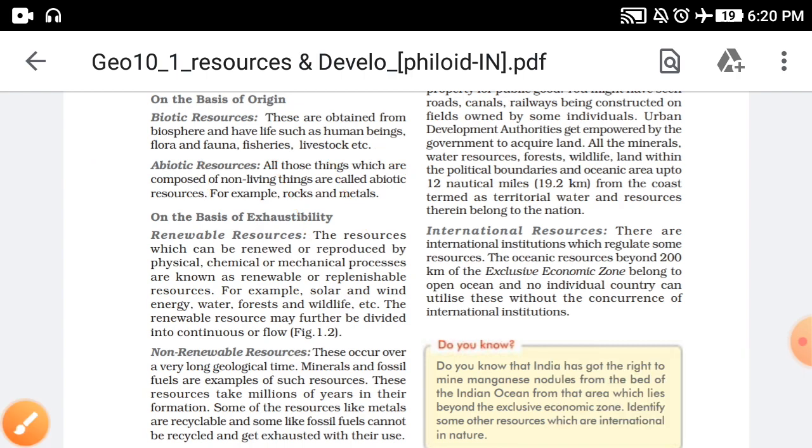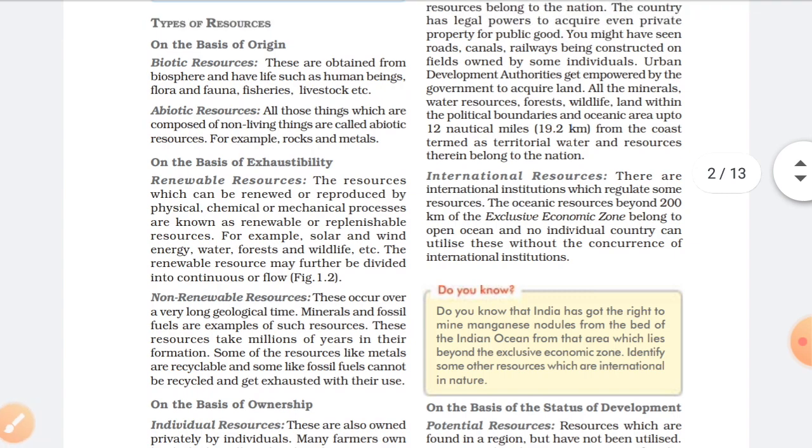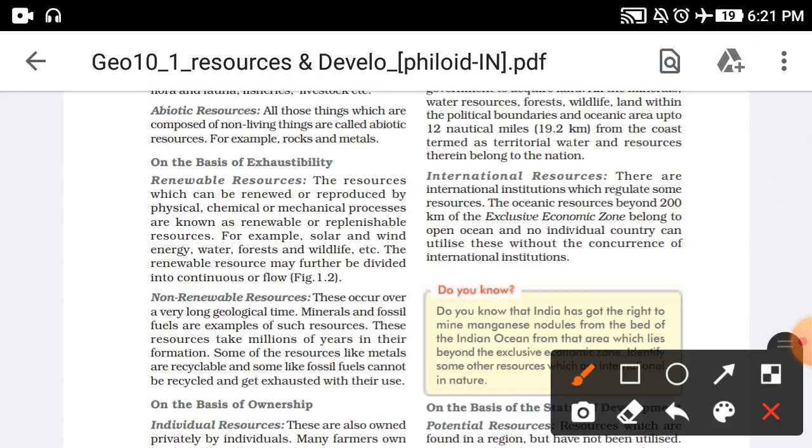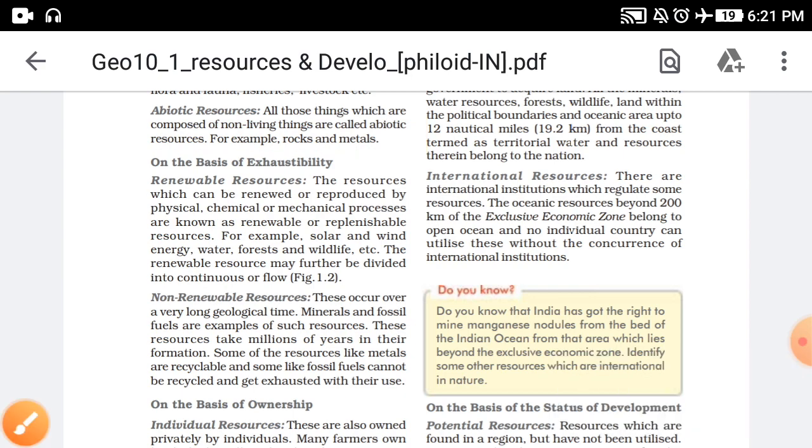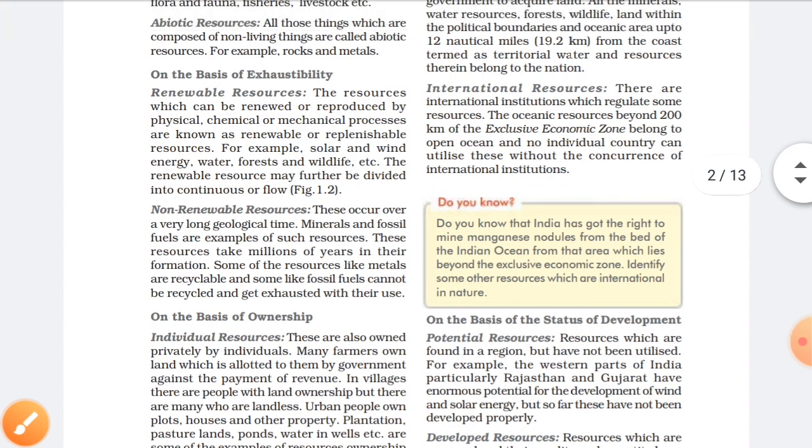Now coming on to abiotic resources, what are those? All those things which are composed of non-living things. Non-living things are abiotic. Example, rocks and metals. They are non-living things. Alright. So this is easy. Now coming to the basis of exhaustibility, we have seen there are two types. Exhaustibility means whether it can be finished or not.